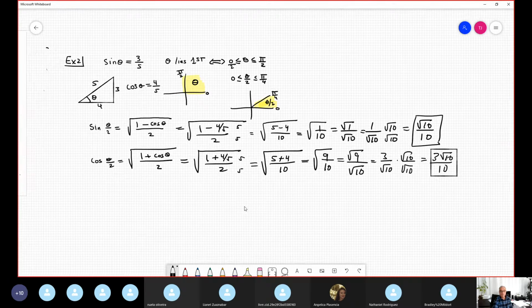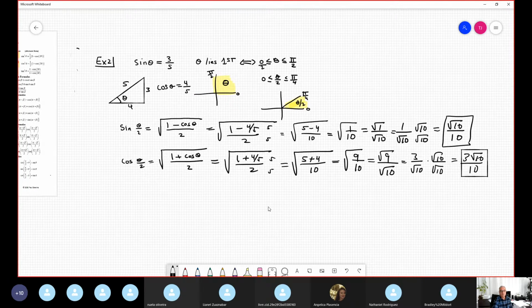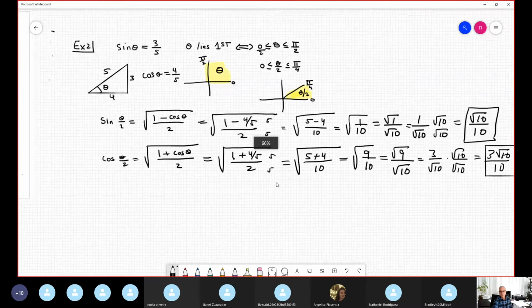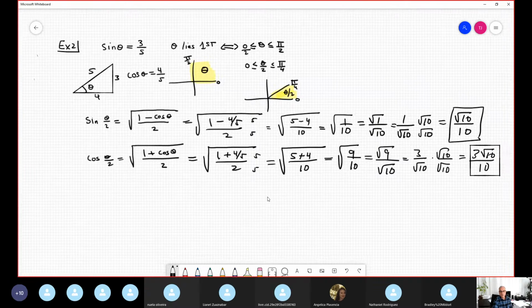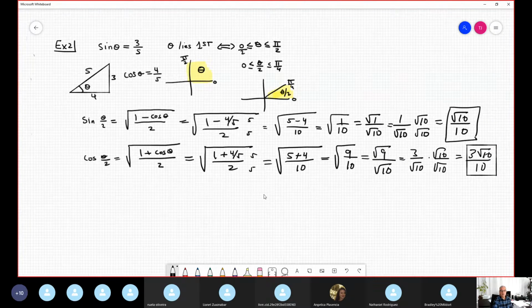Any questions, guys? Half angle. Professor, can I ask you a question? Can you hear me? Yes, I hear perfectly. I'm just wondering, if theta is in the first quadrant, we can just put everything positive, right? Yeah, absolutely. But remember, our goal is not theta now. It's theta over 2, the half angle. So we focus on the computation of the half angle.